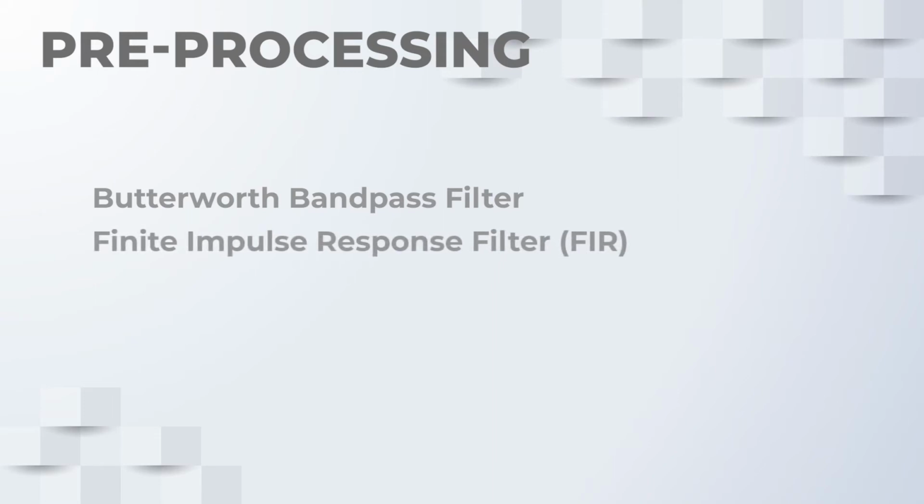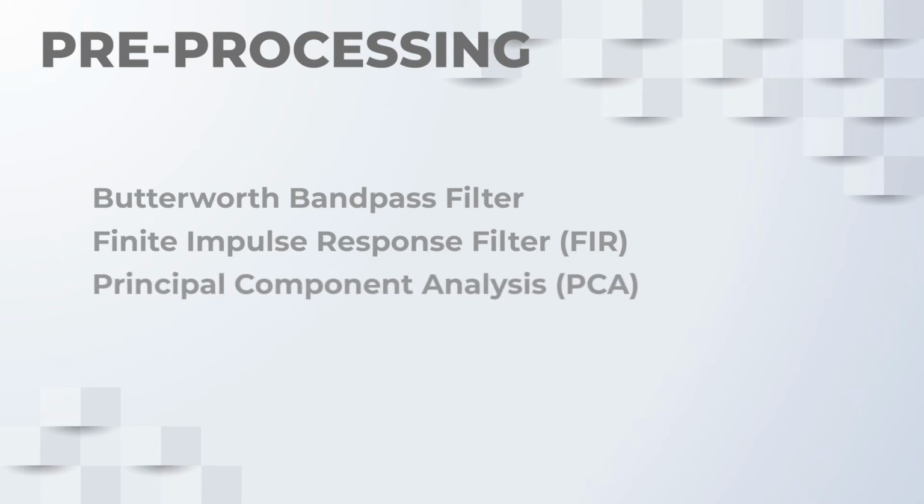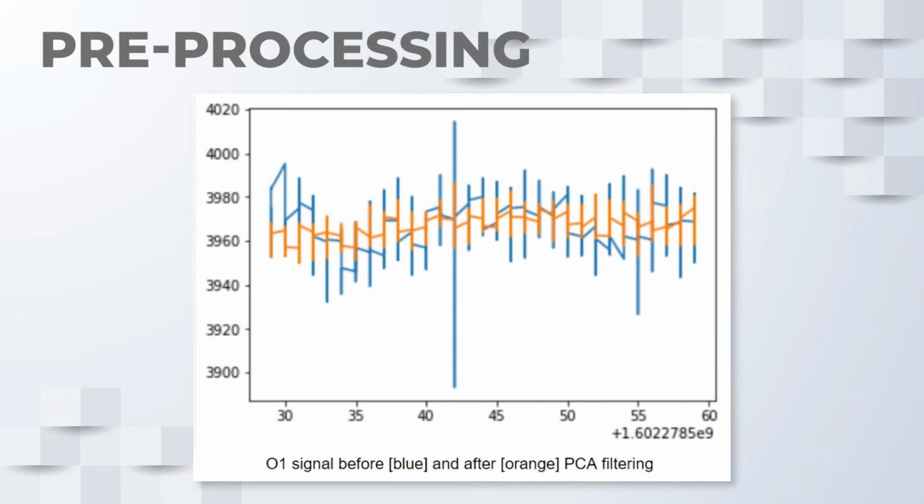We also used a method called principal component analysis to reconstruct the signal from its strongest channels, as well as a fast Fourier transform to view our signal in the frequency domain and gauge the performance of our filters. As we can see, applying PCA filtering to our original O1 signal, which is in blue, produces a more stable output, seen here in orange.